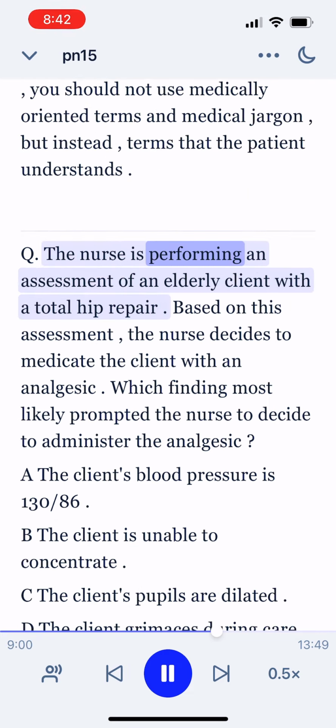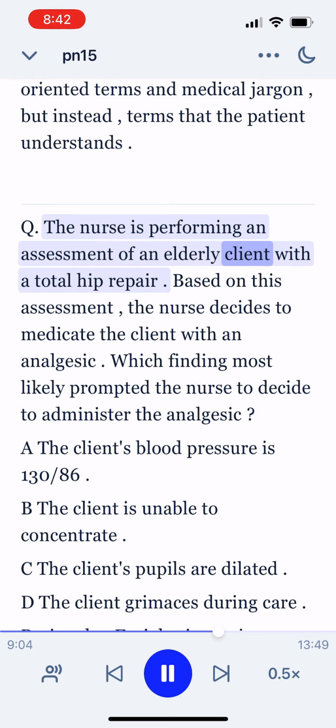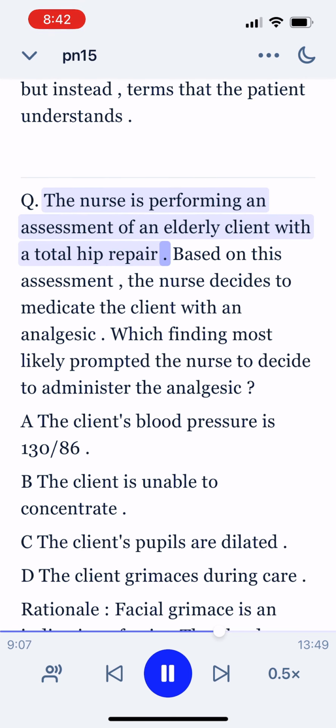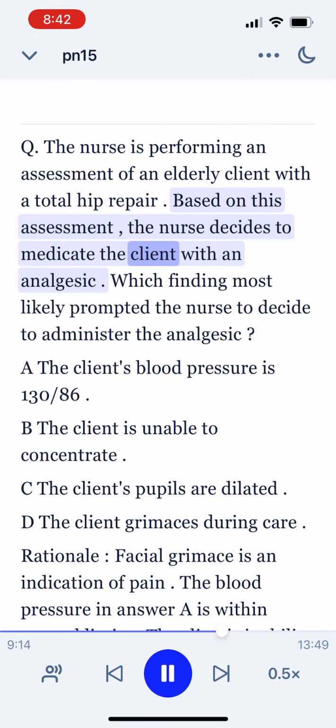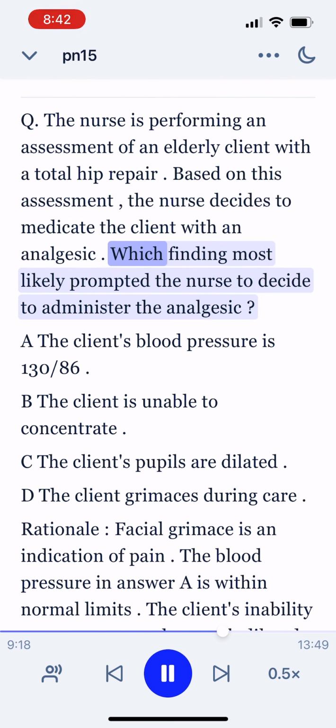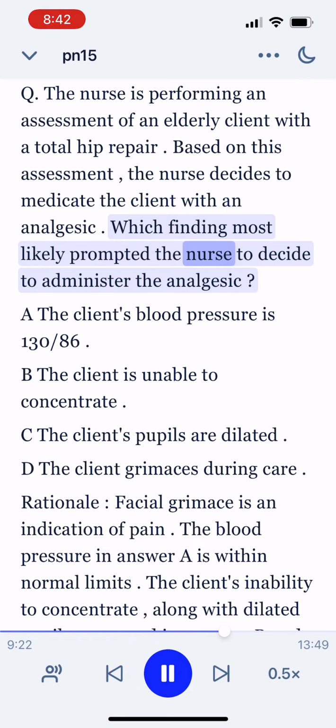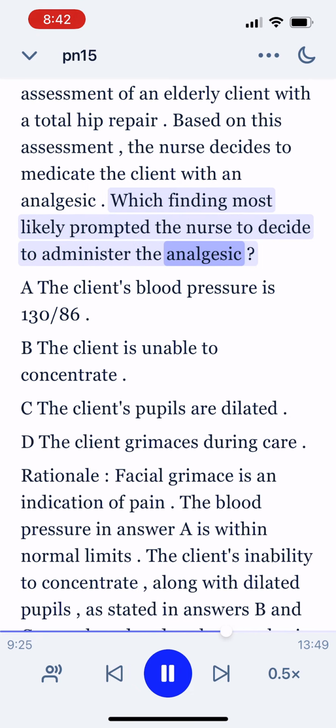Q. The nurse is performing an assessment of an elderly client with a total hip repair. Based on this assessment, the nurse decides to medicate the client with an analgesic. Which finding most likely prompted the nurse to decide to administer the analgesic?